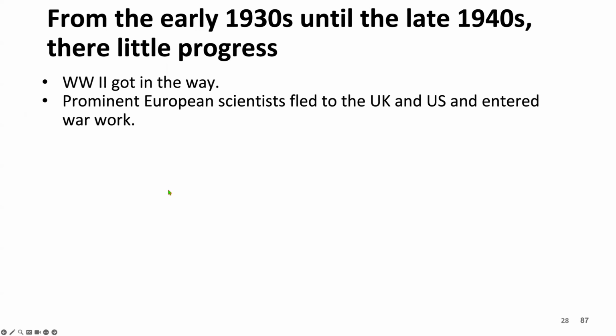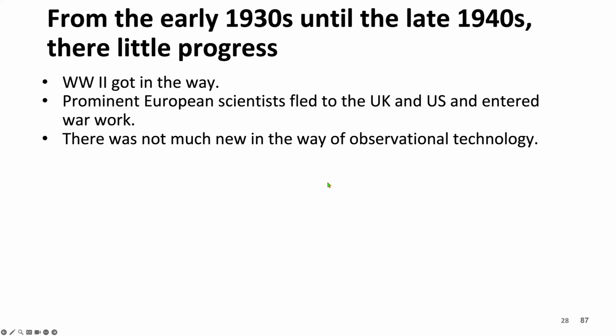Now, from the 1930s until the late 1940s, very little progress was made on these ideas. There was not a lot of work in astronomy because of World War II and the disruption caused by European scientists fleeing from the Nazis. Observations didn't get much better. Hubble had telescopes, but the idea of the kind of modern telescope I showed you on the first page of this presentation, that was way far in the future.